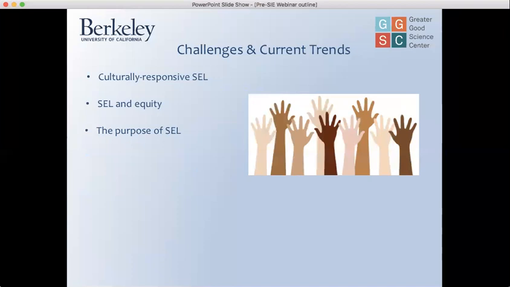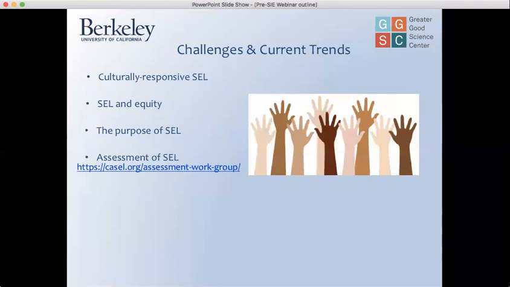So, in other words, is SEL being used to create better workers who maintain the status quo of society, a souped-up version of the industrial model of education that continues to perpetuate the inequality within our society, or do we do SEL because we really do care about creating human beings who are able to create flourishing lives for themselves and create a more equitable society?